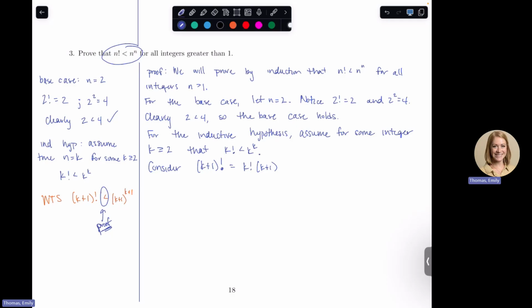Alrighty. What do we have now? Yeah, we can use our inductive hypothesis and say that this is less than k to the k times k plus 1.